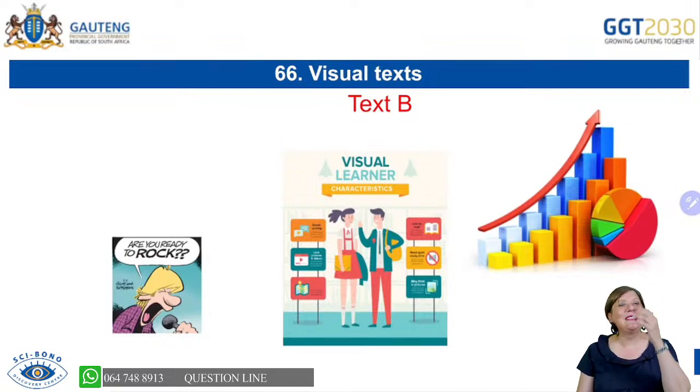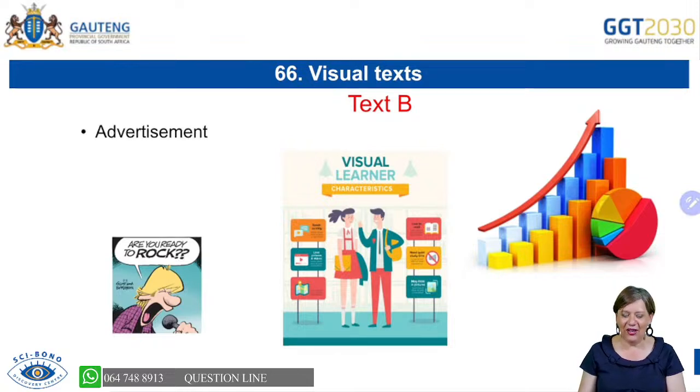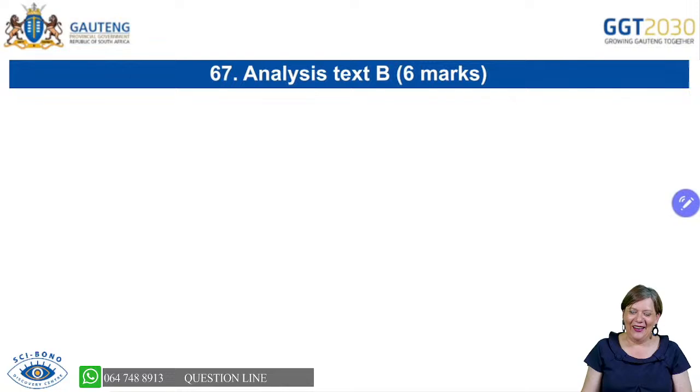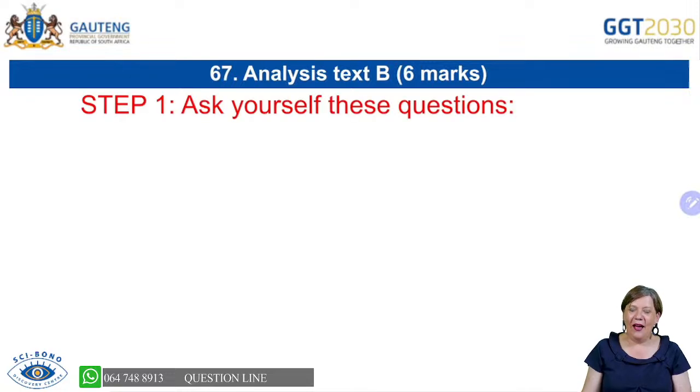Now, besides the comprehension, you're going to have a visual text. And that can be an advertisement, a cartoon, a graph. We don't know what they're going to give you. But whatever it is, you'll be able to handle it. Now, let's look at it. Again, before you touch those questions, look at it carefully. And I need you to ask yourself these questions.